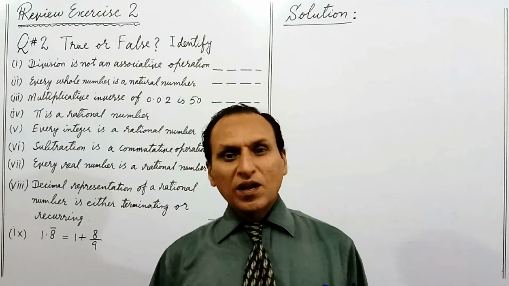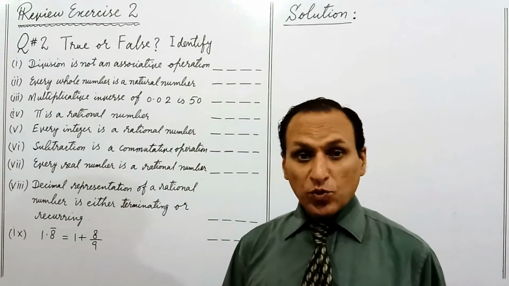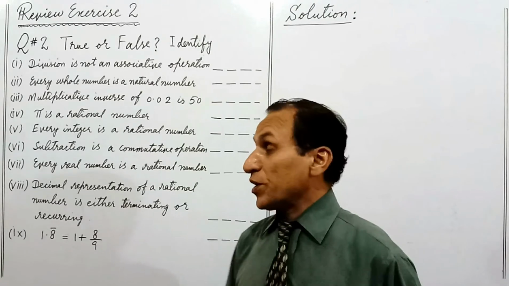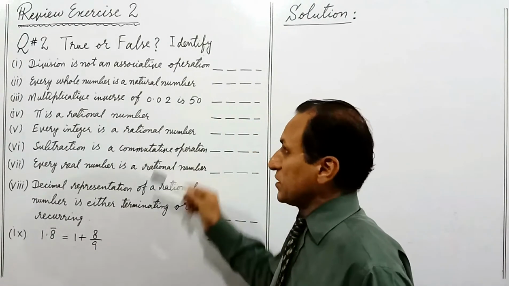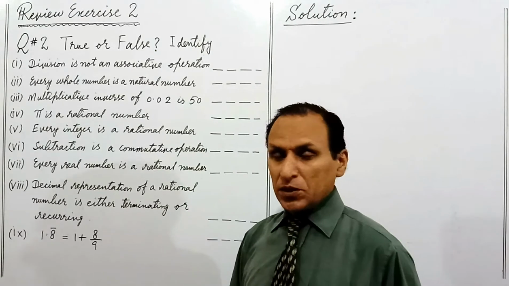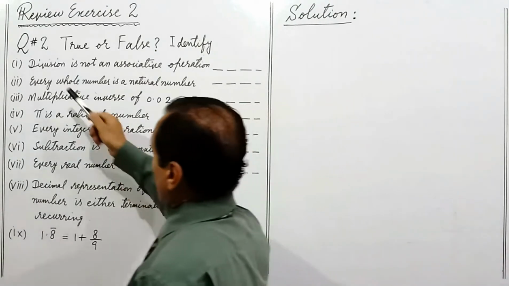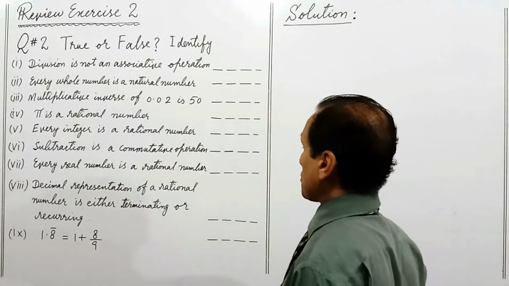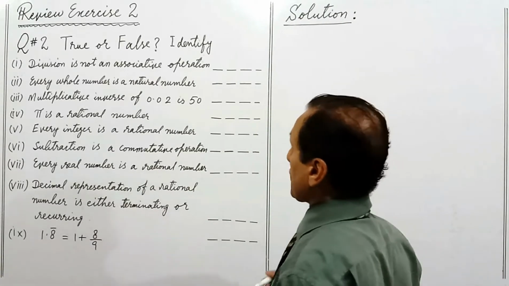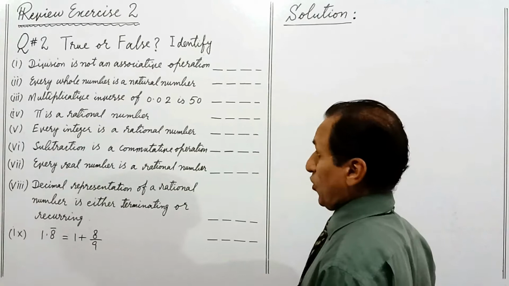Assalamu alaikum students. We continue review exercise 2 with question number 2, in which we are required to identify true and false out of the 9 given statements. So let's begin with the first statement, that is, division is not an associative operation. For this we have to recall what an associative operation is.